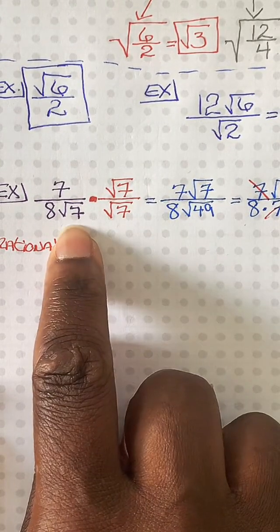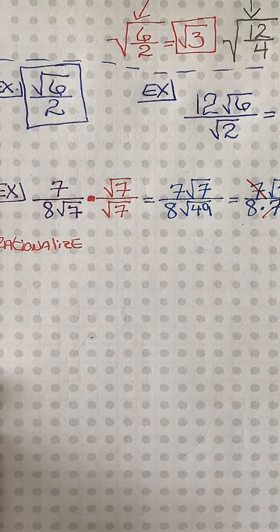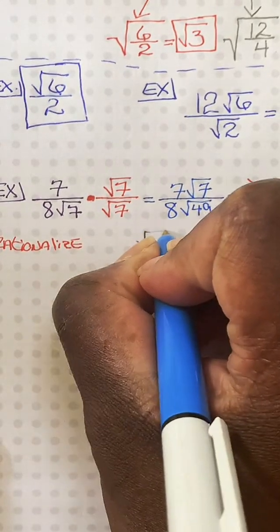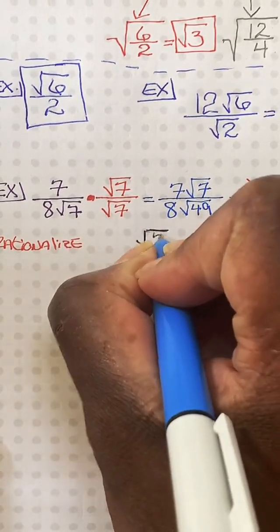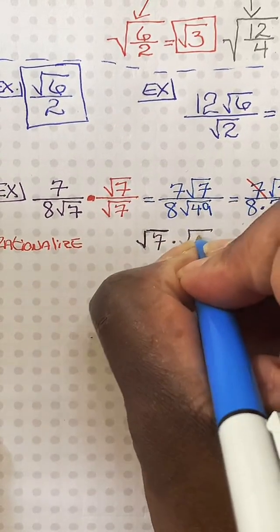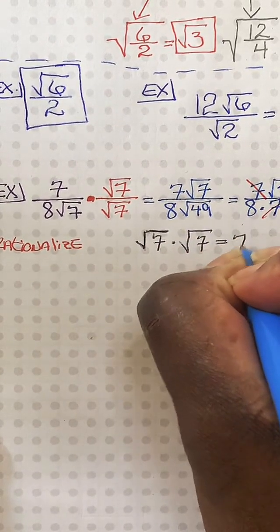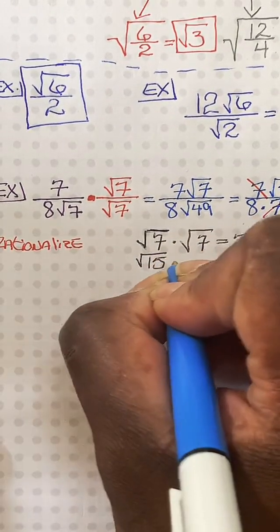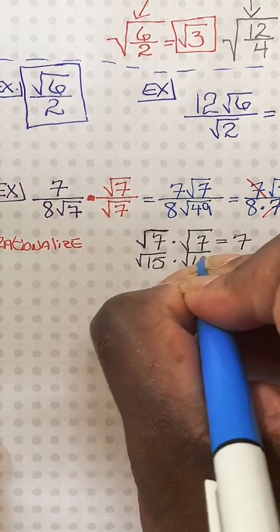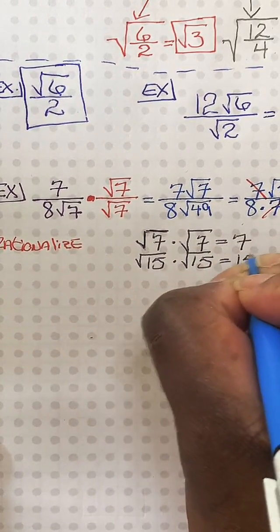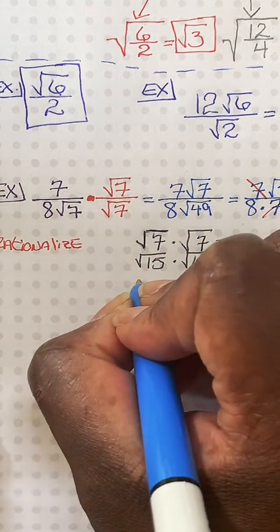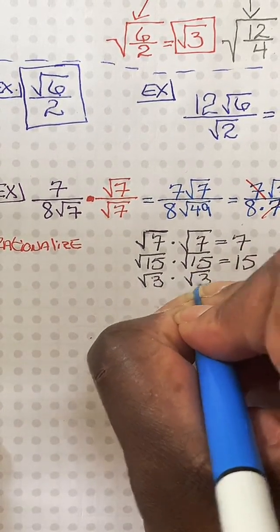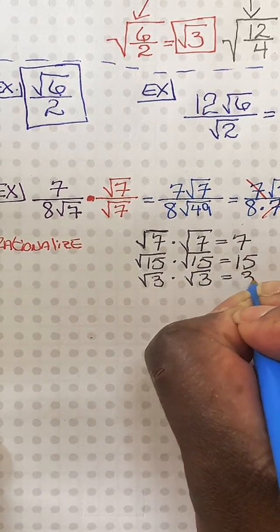Okay, now I mentioned this yesterday, but I'm going to bring it back because not everybody was here yesterday, right? Last night. So if I have the square root of 7 times the square root of 7, I got a 7 as my result. If I have the square root of 15 times the square root of 15, I'm going to get 15 as my answer. And if I have, say, the square root of 3 times the square root of 3, I'm going to get 3 as my answer.